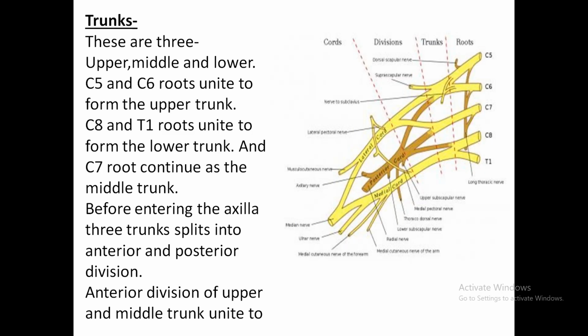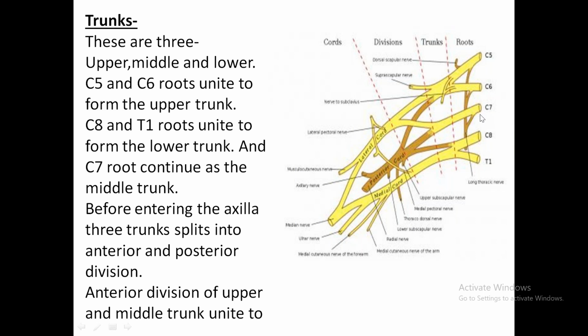Trunks. These are three: upper, middle and lower trunk. When cervical 5 root joins with the cervical 6, they unite to form the upper trunk, and cervical 8 root joins with the thoracic 1 to form the lower trunk, and cervical 7 root continues as the middle trunk of the brachial plexus.